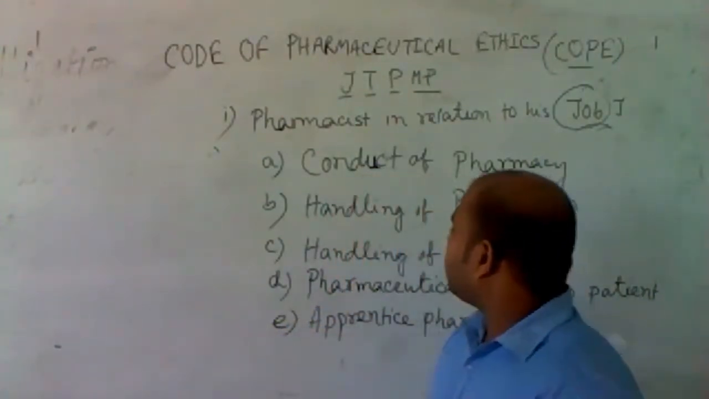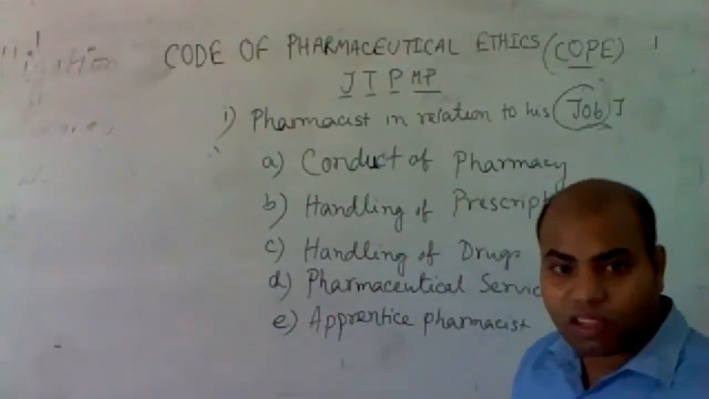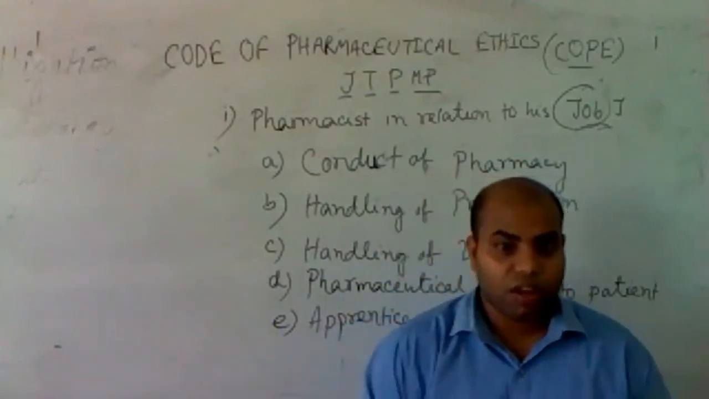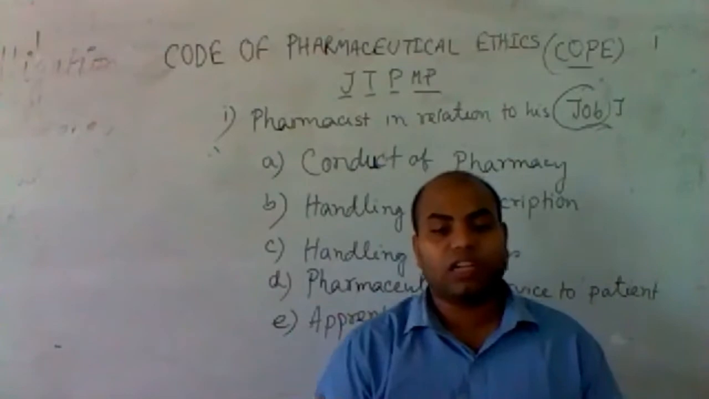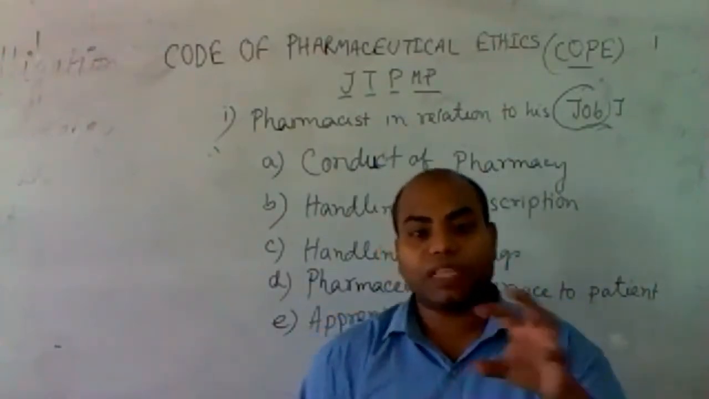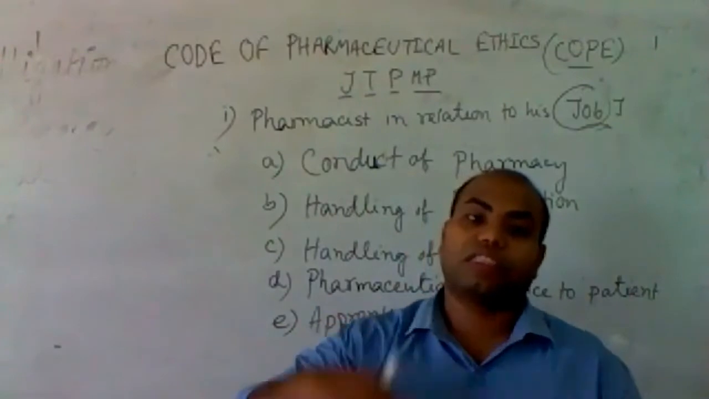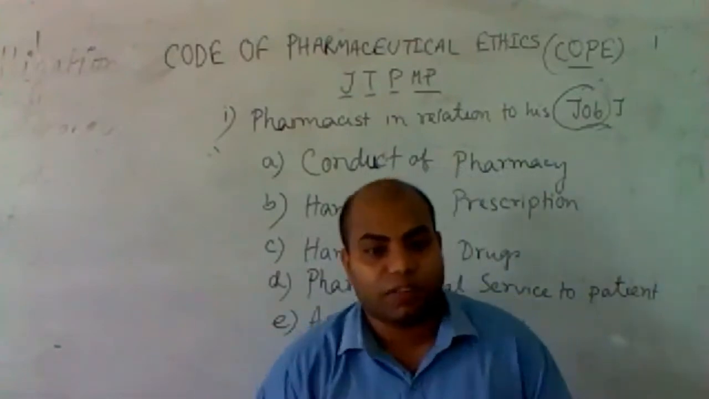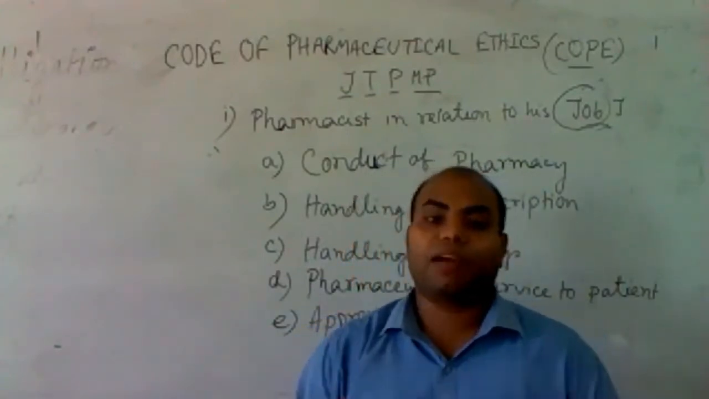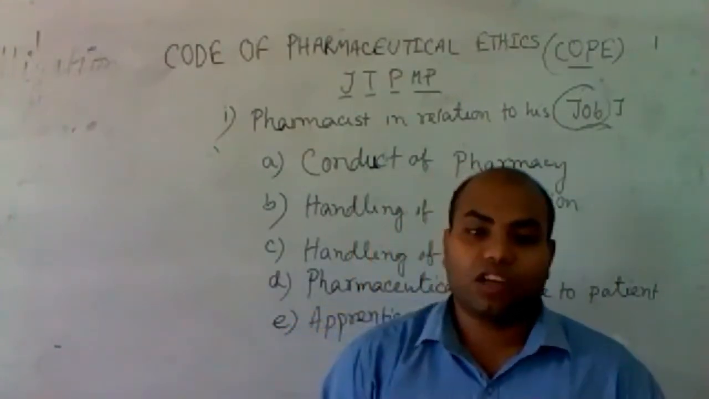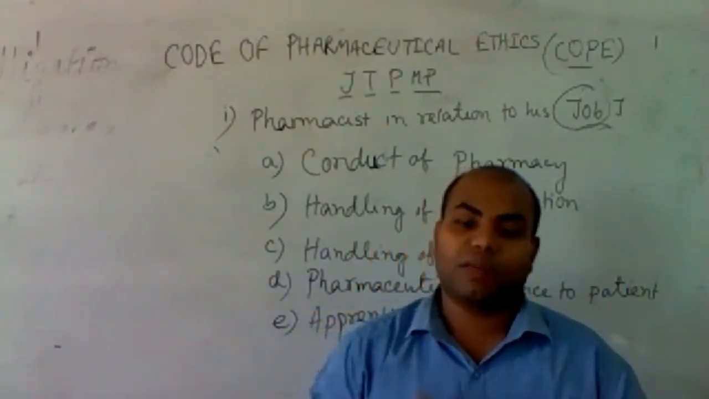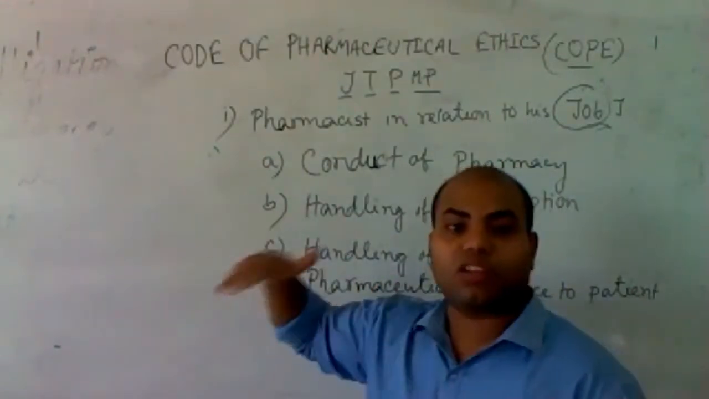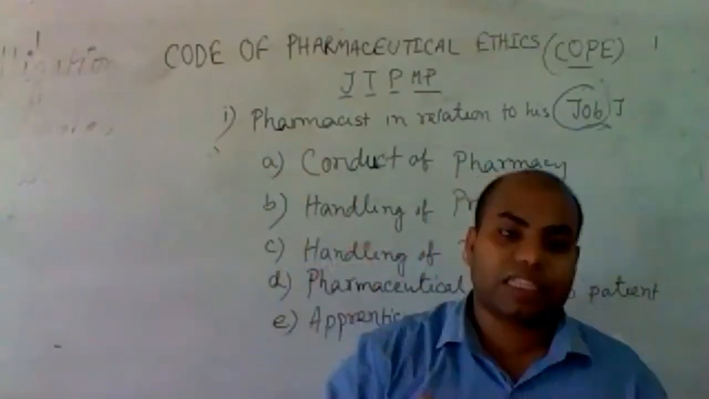Next, the point is handling of prescription. If you are a pharmacist, you need to know how to handle a prescription. For any kind of concern or issue, you should not misread or give wrong information towards the patient. As we have discussed, the pharmacist is the middleman between physician and the patient. So the instruction given in the prescription is the information from the physician towards the patient. So we have to convey the message in a clear manner.